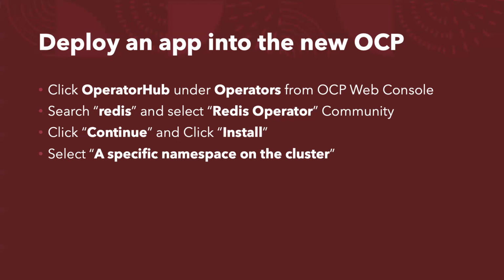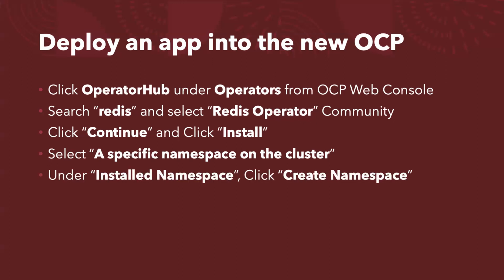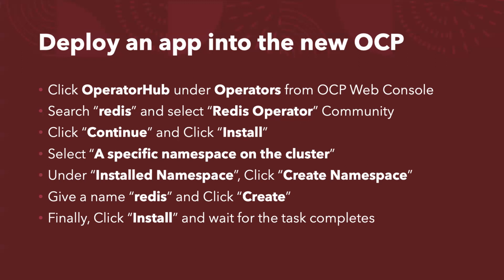After that, you get an option: do you want to specify a namespace for the Redis installation? Typically, yes. So under the install namespace, you click create a namespace. Then you give a name, I call it new Redis, and click create. Finally, you click the install button and wait for the task to complete. From there, you can verify if Redis is up and running.